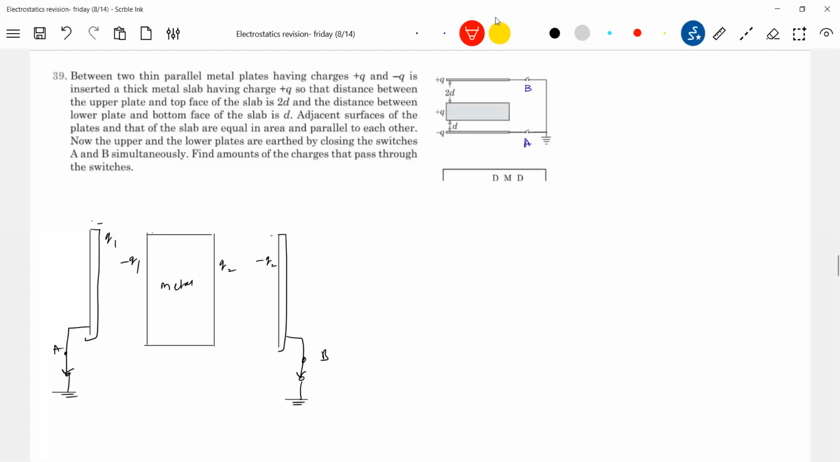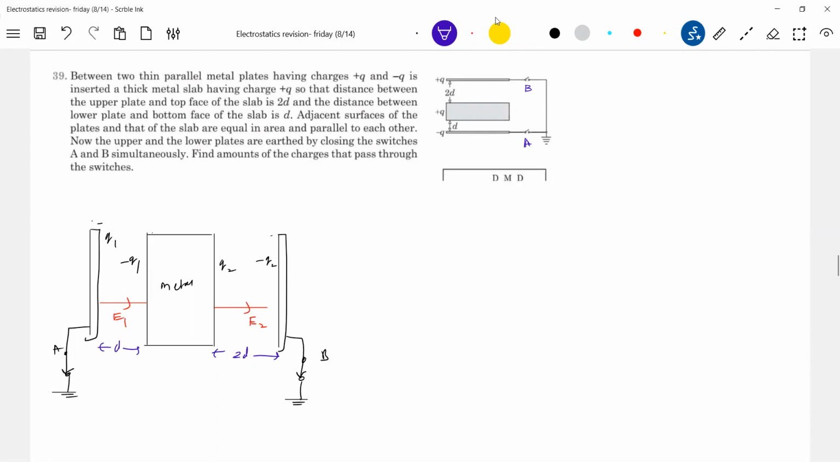So there'll be an electrostatic field. I'll draw only one line. In fact, it'll be there. So this field you call E1, this E2. The separation, this is D, and this is 2D.